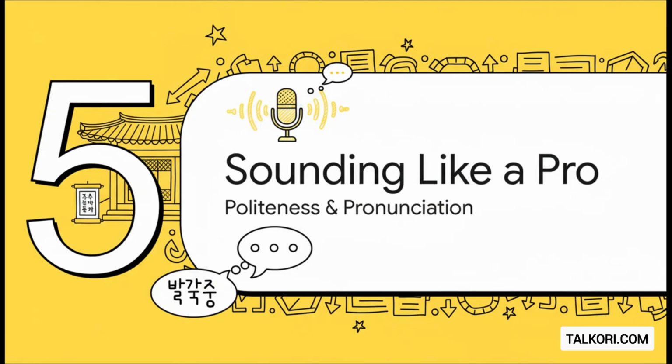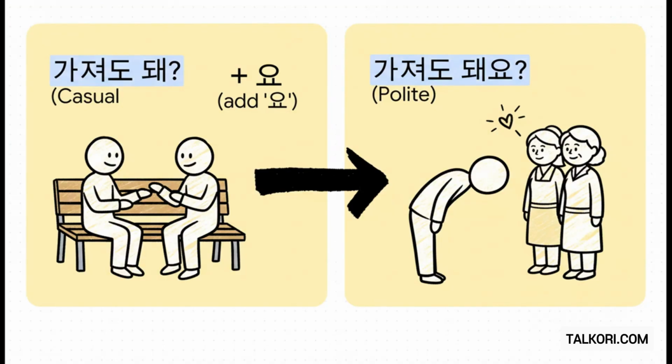All right, you've got the grammar, you understand the nuance. Now it's time for the finishing touches. These are the little things that are going to make you sound really confident and natural when you speak. This is probably one of the best tricks in the entire Korean language. To make this phrase and so many others polite, all you do is add one little syllable to the end. 요. That's it. So 가져도 돼 becomes 가져도 돼요. That tiny sound instantly takes you from casual friend talk to politely speaking with a store clerk or someone older than you. It's that powerful and that simple.